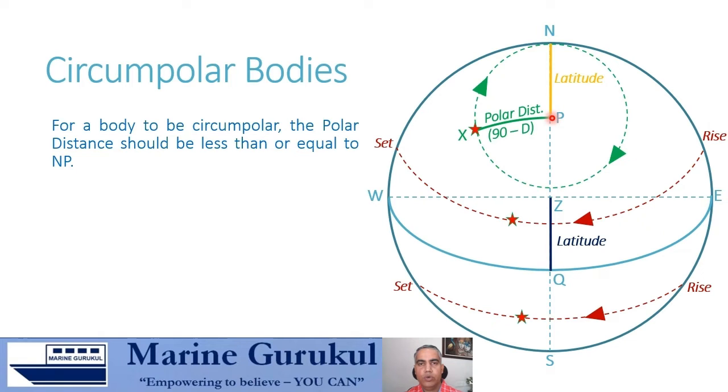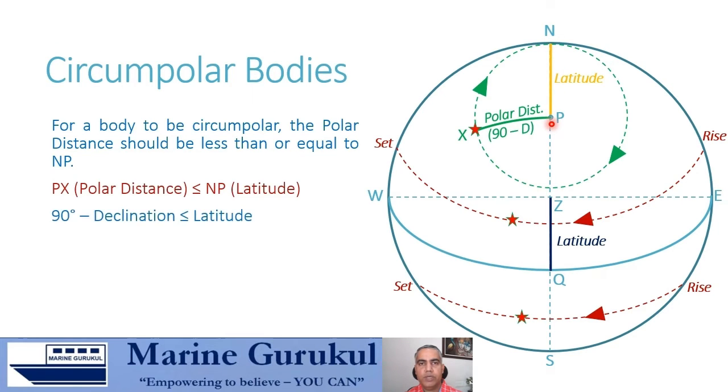That is, the polar distance of the body should be equal to or less than the elevation of the pole, or NP. Now, NP, or elevation of the pole, is equal to the latitude of the observer. So we now come to this relationship that PX, which is the polar distance, should be less than or equal to NP, which is the latitude. Now polar distance is equal to 90 minus declination.